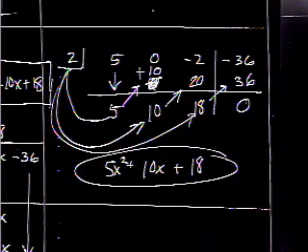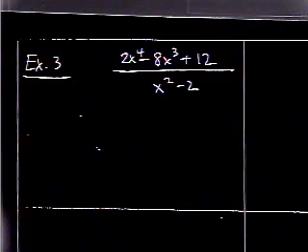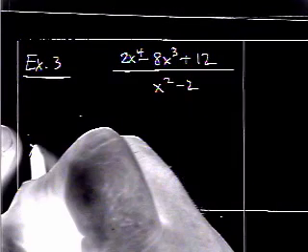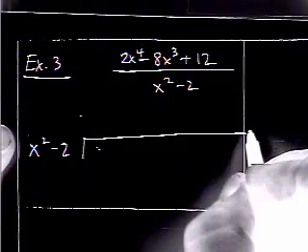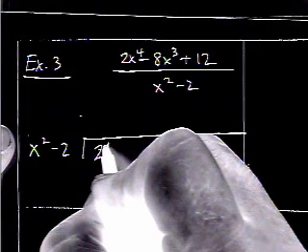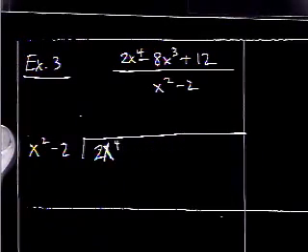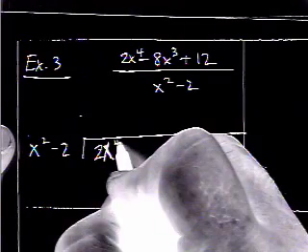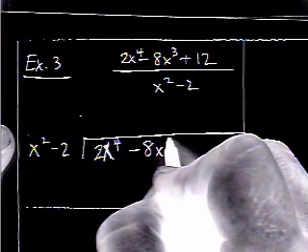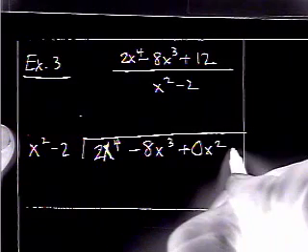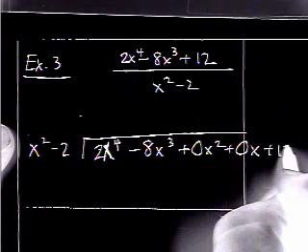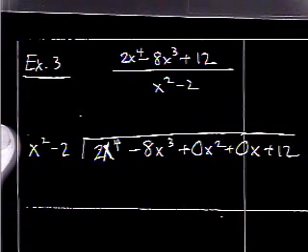Yes, most of you love synthetic division compared to long division, but you need to know how to do both. Now, this one right here, you can't do synthetic division with. You must do long division with. So we have x squared minus 2 into x to the 4th power minus 8x cubed, 0x squared plus 0x plus 12. I had 2 missing terms I had to include.